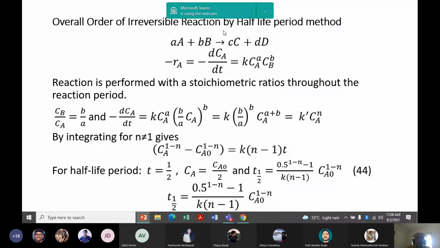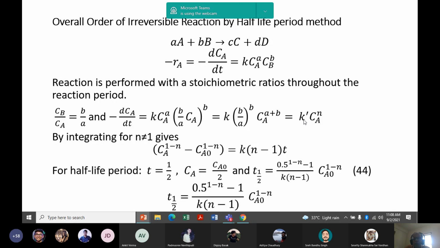Say b is 2 and a is 1. So we have to use 100 moles of B and 50 moles of A like this initially. And if we maintain this throughout the reaction period, then b by a is constant, and we can replace Cb by b by a multiplied by Ca.